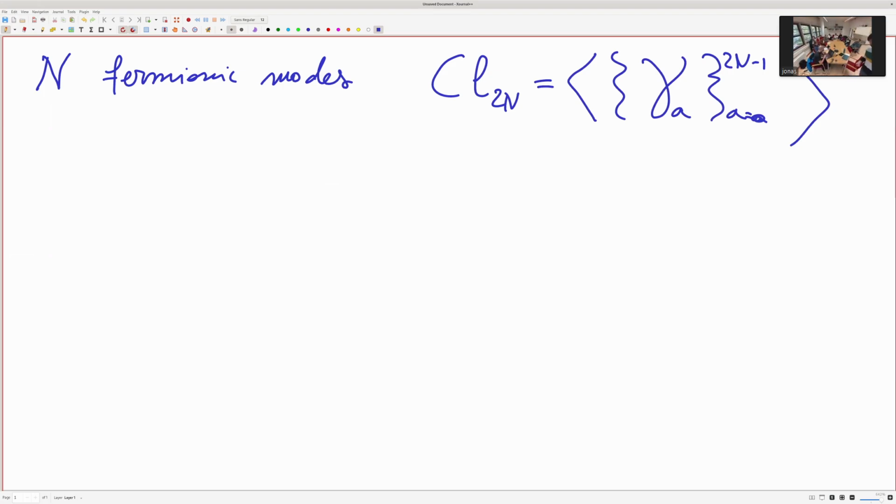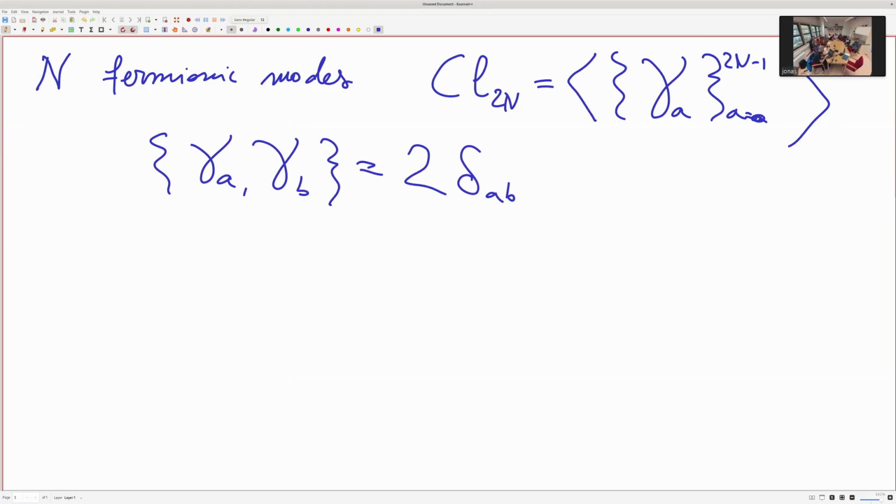And this is generated by these operators in the sense that it's all possible products and linear combinations of products of these operators. The algebra rules are given by the fact that they satisfy these anti-commutation relations, which just mean that they anti-commute if a and b are different and they square to identity. So in a sense, this was all that there is in terms of algebraic structure of fermionic systems.